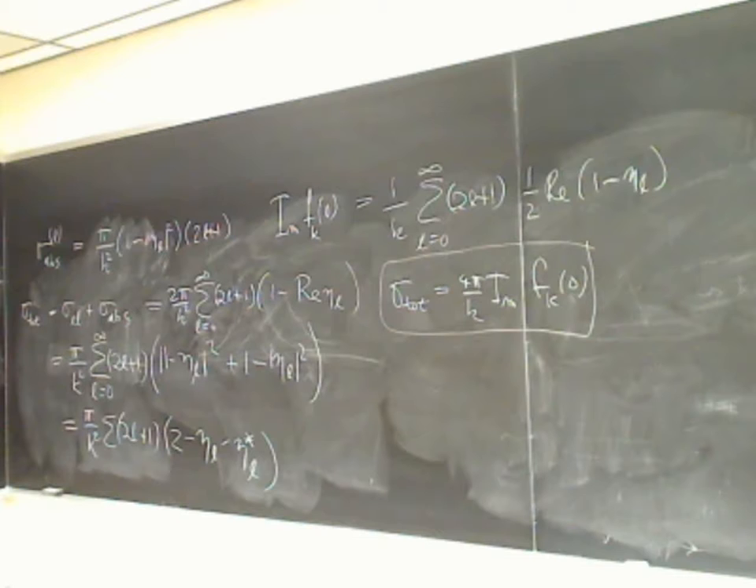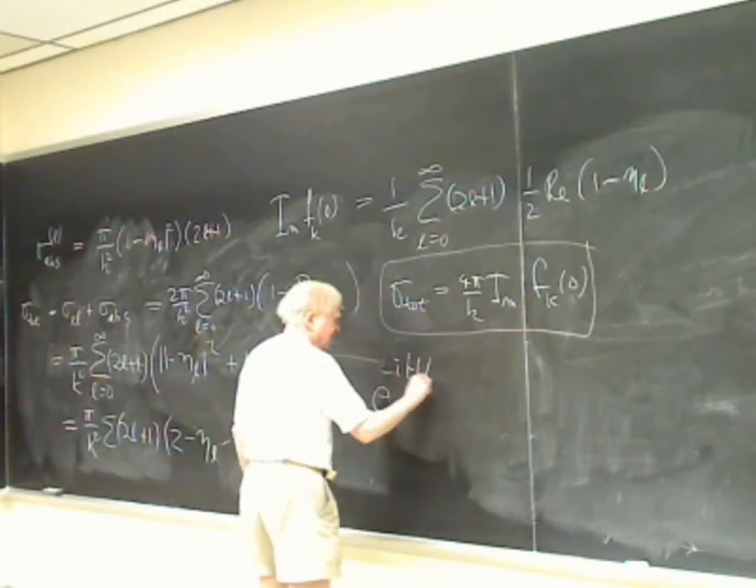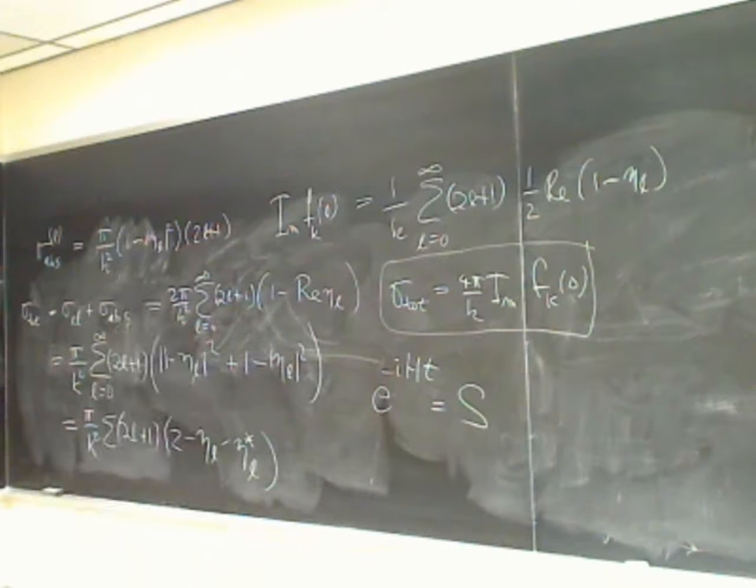It follows from the unitarity of the S matrix. And the S matrix is unitary because what we're talking about is basically e to the minus iHt. This is essentially the S matrix, that's the S operator. And so it's unitary, and from that follows the optical theorem.